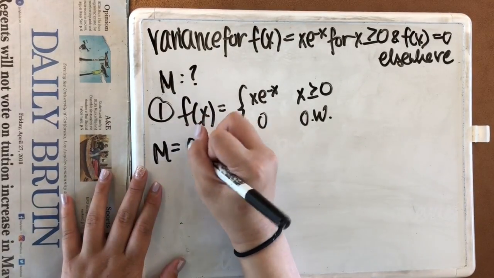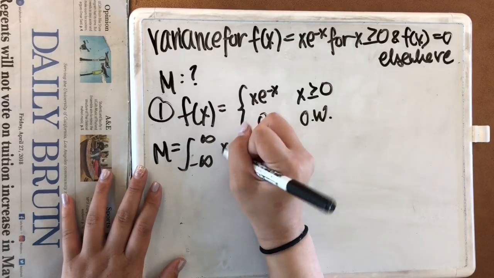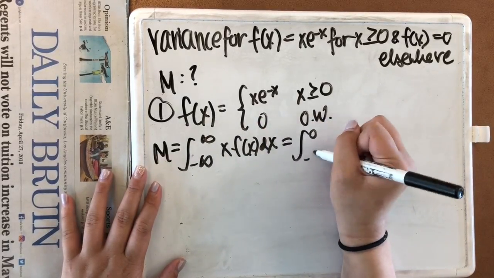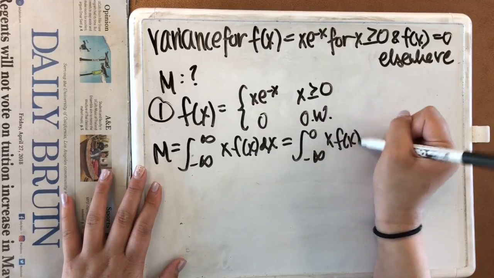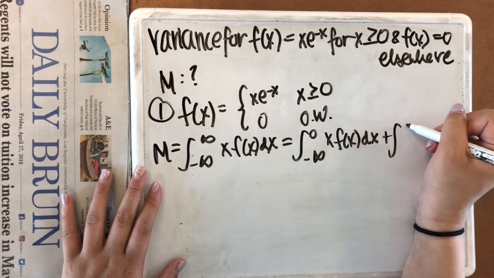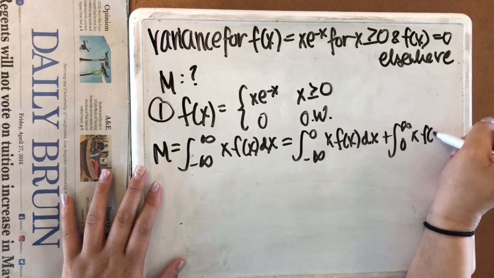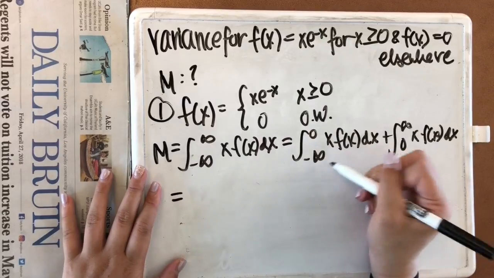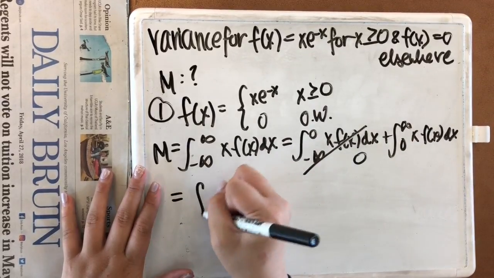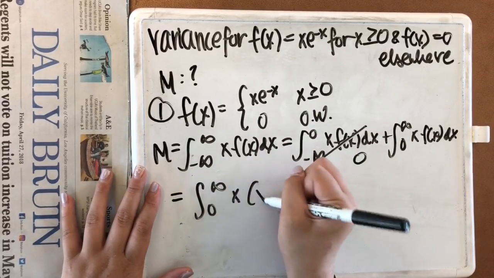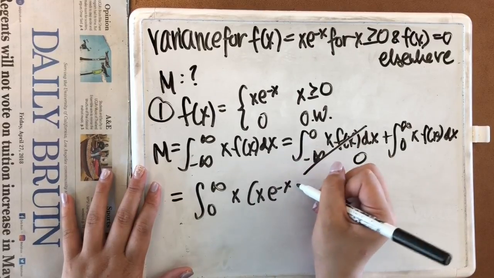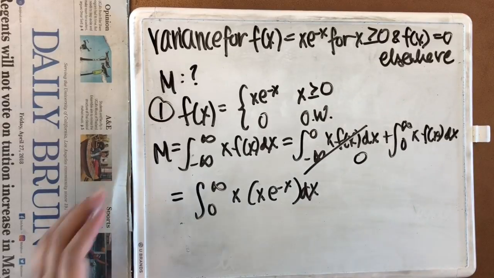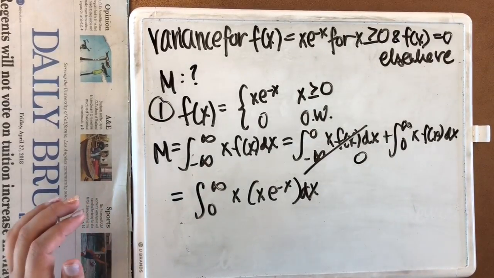And then to find this integral, you have to split it up because you can't take the integral from negative infinity to infinity by itself. So you split the integral up into the integral from negative infinity to 0 of x f of x dx plus the integral from 0 to infinity of x f of x dx. And because the problem states that f of x is equal to 0 elsewhere besides x greater than or equal to 0, the first integral becomes 0. So you are left only with the integral from 0 to infinity of x times f of x dx, and then you plug the function in.